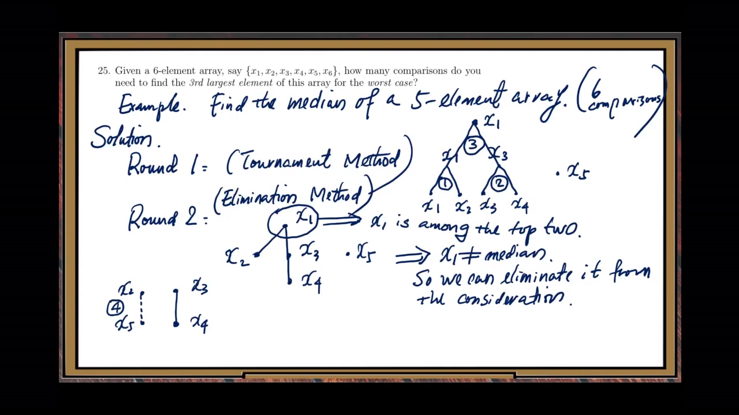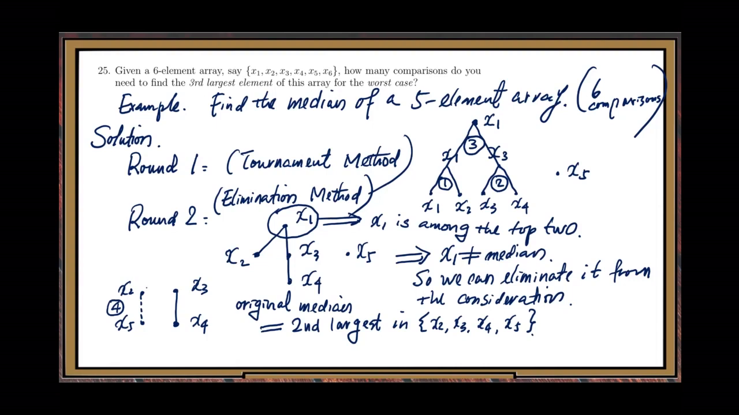Then, let's do a little summary, because our goal is the median. So the original median is just the second largest in these 4 elements: x2, x3, x4, x5. We just find the second largest.